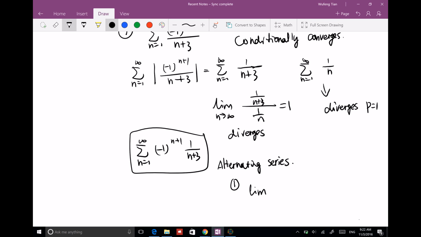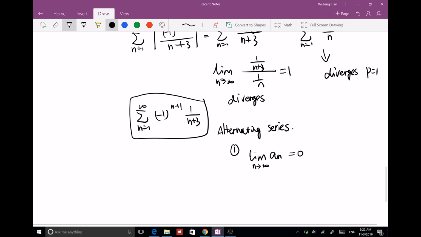First, the limit of a_n goes to 0, right? Yeah, that goes to 0. So we check this one. What do I put for a_n here?